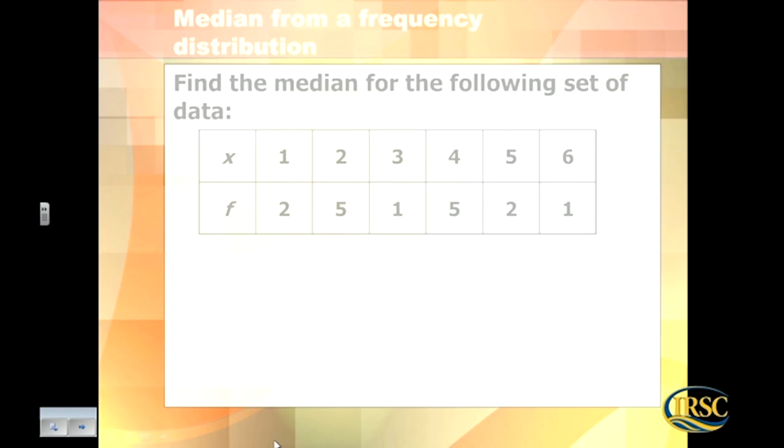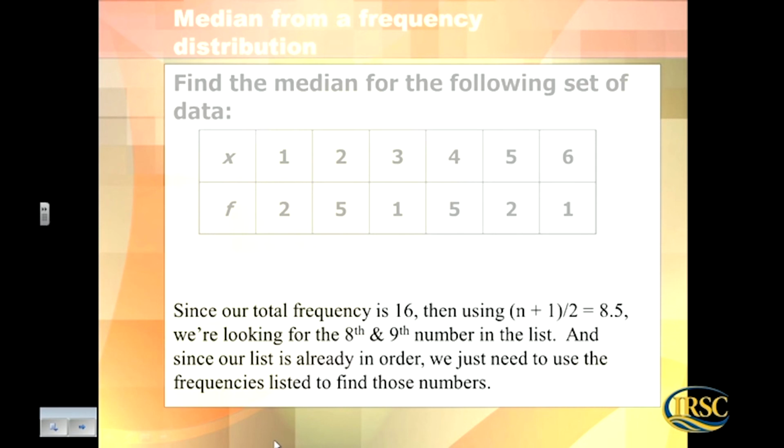8.5. That tells us that we are looking for the 8th and 9th numbers in the list, because we got a position of 8.5. And again, 16 is even, so we're looking for 2 middle numbers. There are a couple of ways you can do this. Some of you are not good at visualizing what's in this chart in your head.